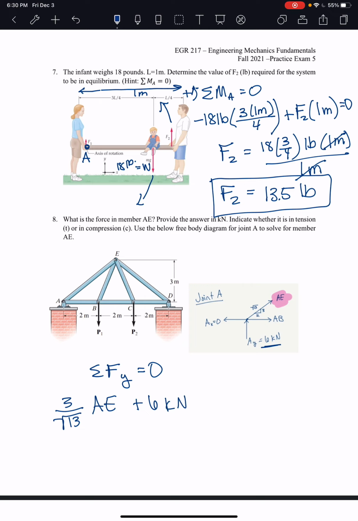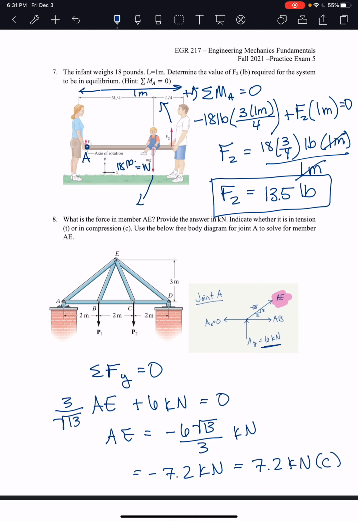And then AX is just 0, so it doesn't matter anyways. And AB is all in the x direction. That equals 0. So AE equals negative 6 square root of 13 over 3 kilonewtons. So that means I'd guessed the direction wrong. So 6 times square root of 13, we get negative 7.2 kilonewtons. So that tells us that AE is 7.2 kilonewtons in compression.